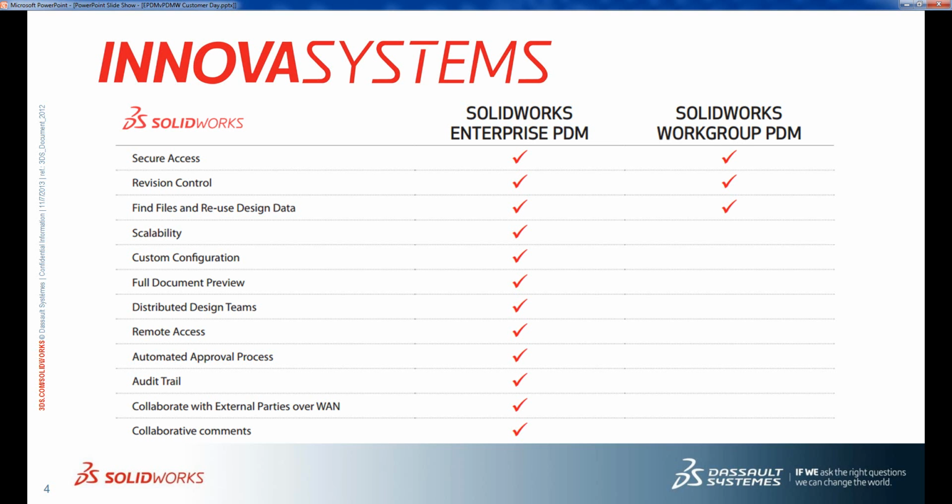Automated approval process, you saw the workflow going through where I was able to say, right, I want to send it for approval, and then I pretended to be somebody else and approved my file. This is something Workgroup doesn't do. You actually have to manually go and say, right, I want to move it from here to there, whereas Enterprise is trying to help you work through your normal process of approval and carry the files along with it.